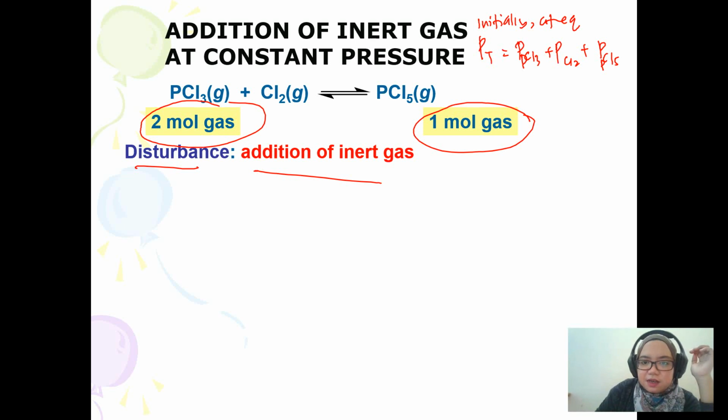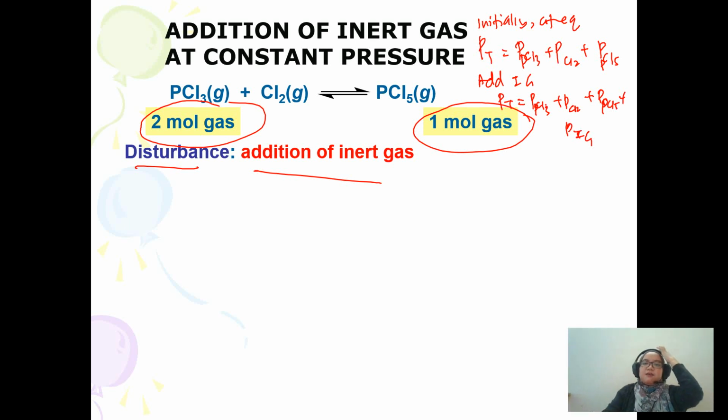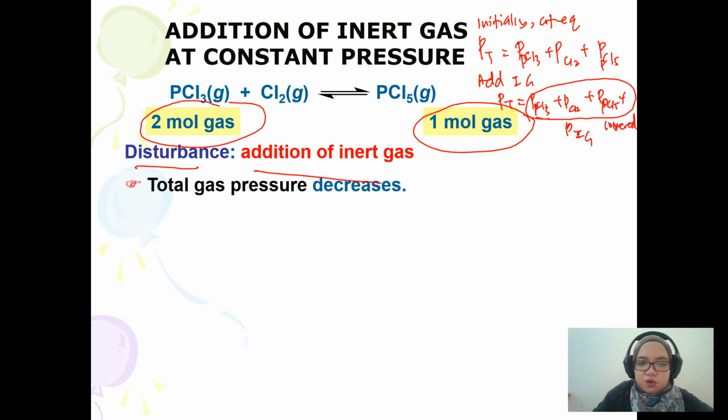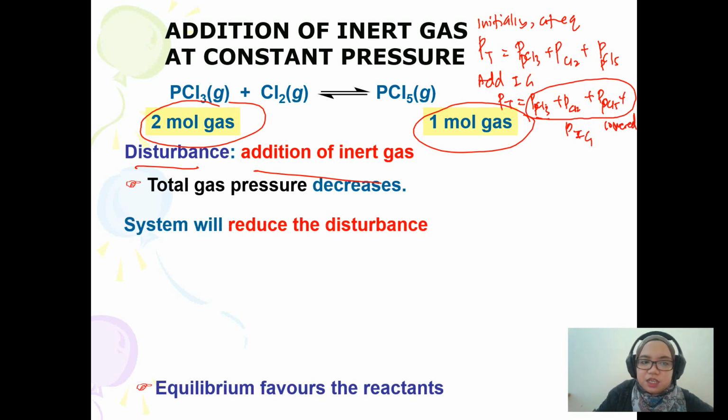Okay. However, at inert gas, sekarang P total kita telah termasuk PCl3 plus Cl2 plus PCl5 plus partial pressure inert gas. Okay. Maksudnya, this partial pressure has been lowered. Okay. So, total gas pressure decreases. So, equilibrium position akan shift to the side with more moles of gas in order to increase the pressure.